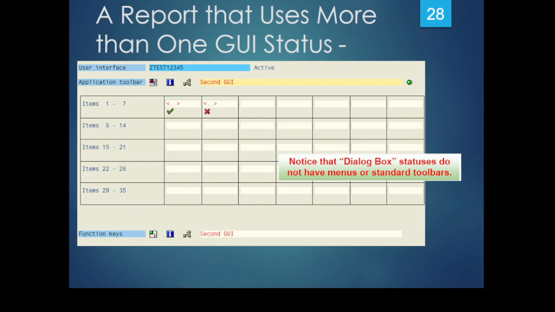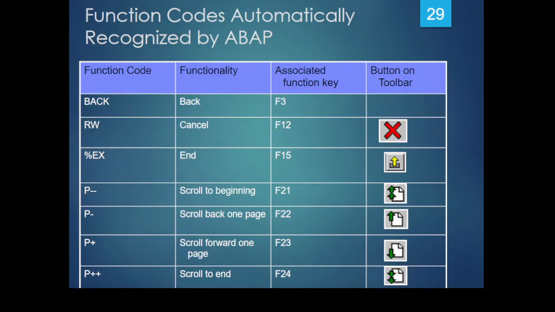You can notice that dialog box statuses do not have menus or standard toolbars. They only have function keys, an application toolbar, and a user interface. In the application toolbar, we have OK and Cancel buttons because the type of this GUI status is dialog box.